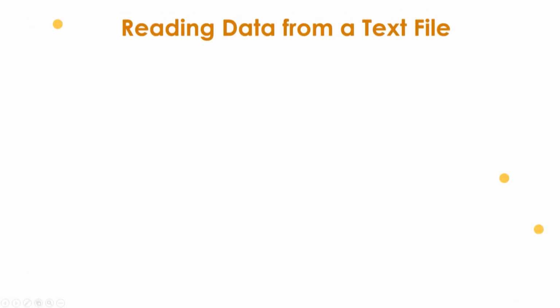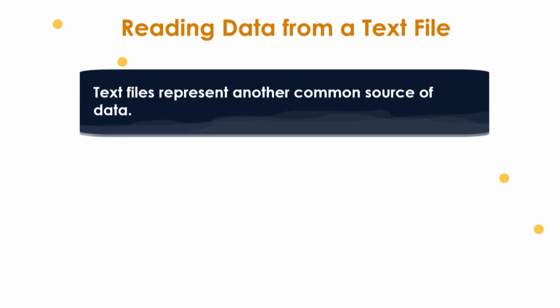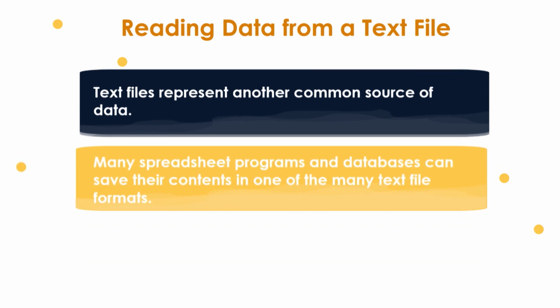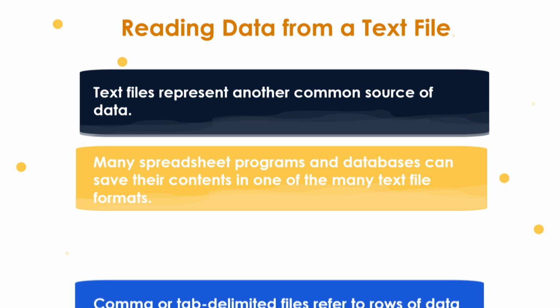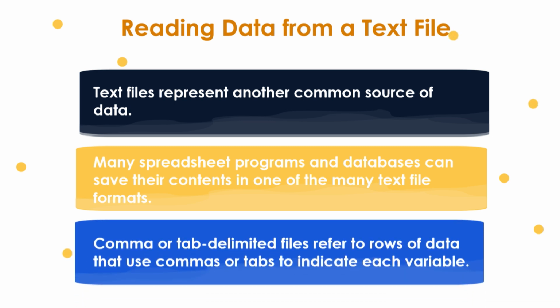So, reading data from a text file. Text files represent another common source of data. Many spreadsheet programs and databases can save their contents in one of many text file formats. Comma or tab delimited files refer to rows of data that use commas or tabs to indicate each variable.